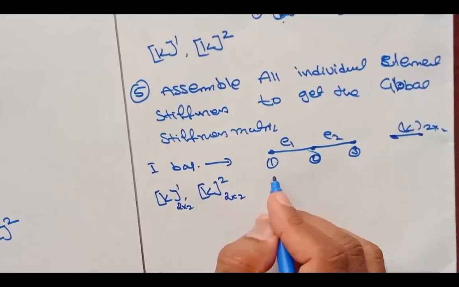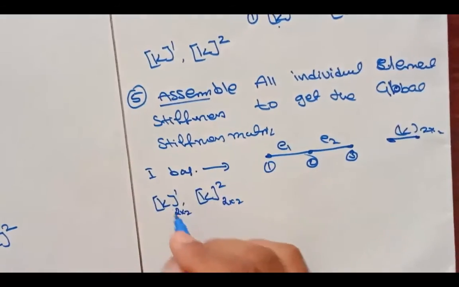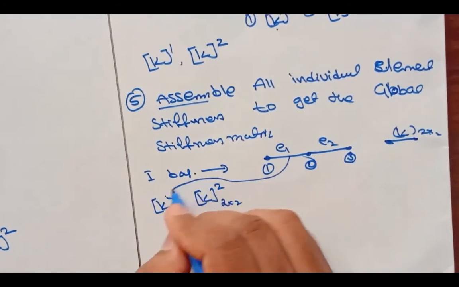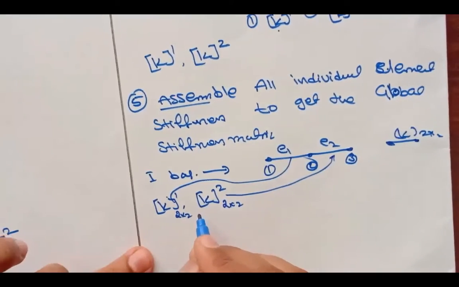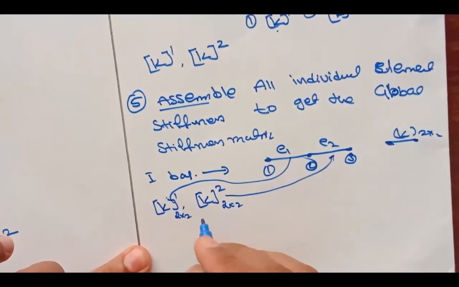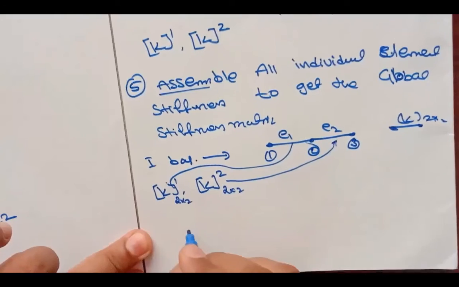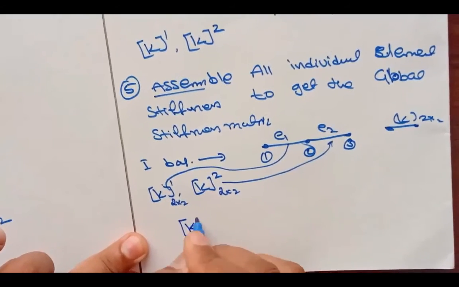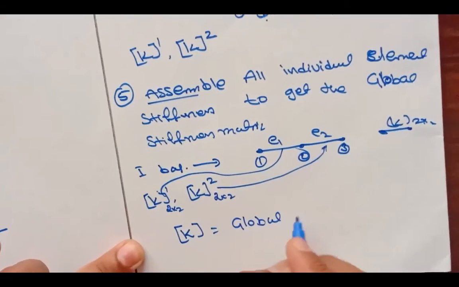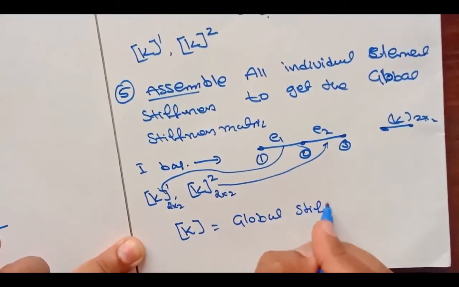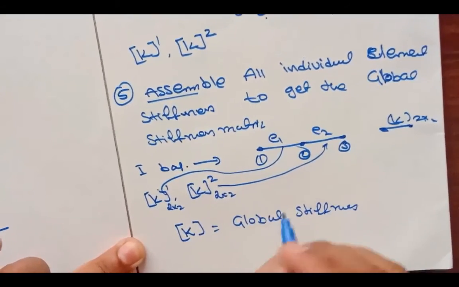Now, once you know K superposition 1 for the first element and K superposition 2 for the second element, you should assemble them. Assembling is never clubbing. If you assemble, you are going to get the global stiffness matrix, that is called K. So how do we know the global stiffness matrix range? That is very simple.